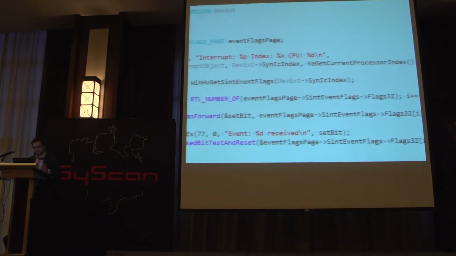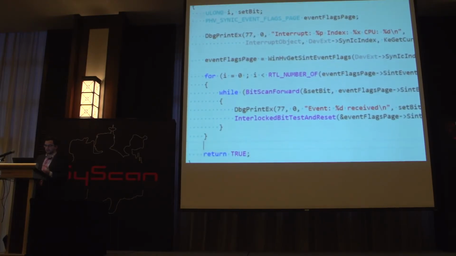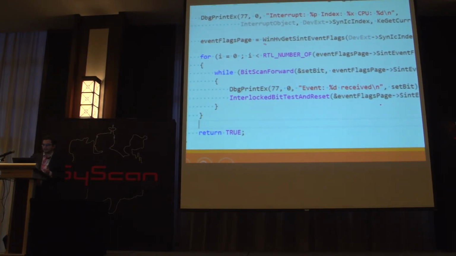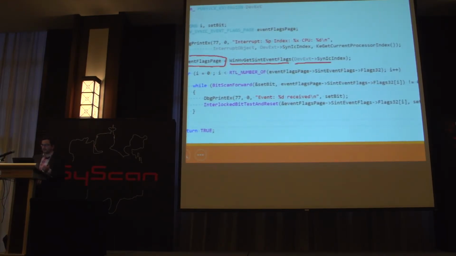This is some very ugly code, but just to show you how an interrupt handler on the receiving side would handle the bits, you have to call another WinHV function called getSyncEventFlags. You give it your interrupt vector, and it gives you a page, or 2048 bits out of a page, which are your 2048 event flags. The event flags are separated into 32-bit U-longs, so you get 32 bits at a time, and you can then use bit scan forward to find the first set bit. Now you know that one of those bits is set. You do something with that. Now we're not doing anything with it. Once you know the bit is set, you reset it, and you go back and search for the next bit that's set.